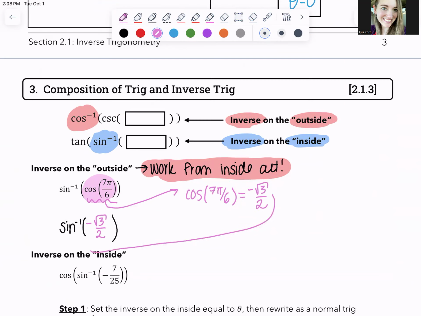Now the question is, what is sine inverse of negative square root 3 over 2? Well, we can do our little circle. And sine inverse has the range from negative pi over 2 to pi over 2.